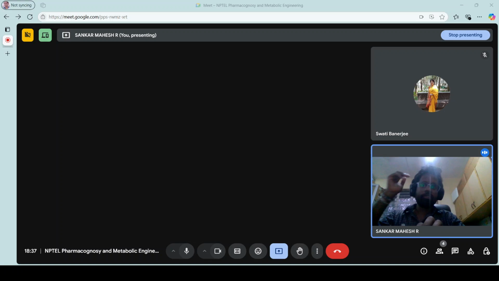So it's called D-acetylvindoline 4-O-acetyl transferase. What specifically happens here is, if you see, there is an OH group here. Instead of this, you have an acetyl group. Right.